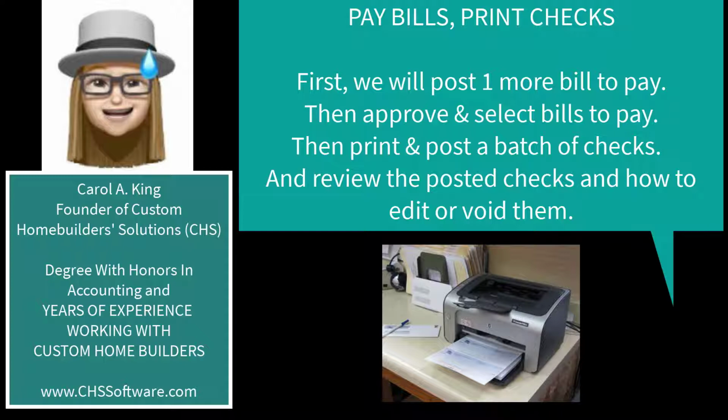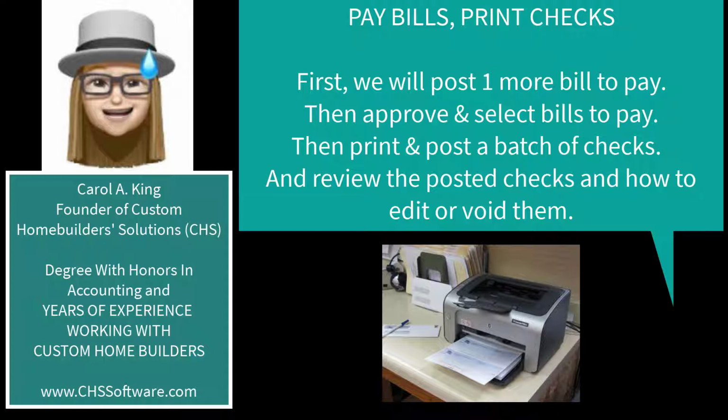So now we're ready to go and approve and select unpaid bills to pay and print checks for those because we have enough money. Then we will look at the check registers or list of checks and show again how even if you pay for more than one job on a check, CHS can still track cash by job.